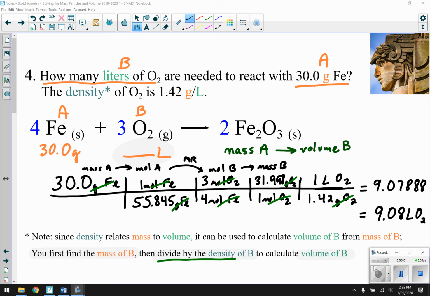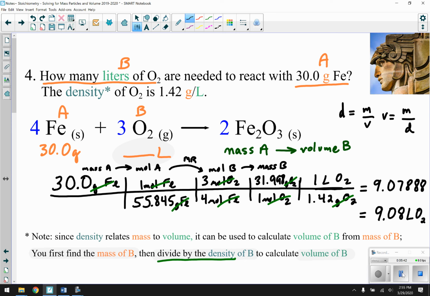Again, the key to this is the density equation, where density is mass over volume. If you solve for volume, it's mass divided by density. And so what I say here is, if we want volume of substance B, what we need to do is find the mass of B and divide by the density. So it kind of rhymes. When you want to find volume using density, you find the mass of B and divide by the density of B. That gets you volume.